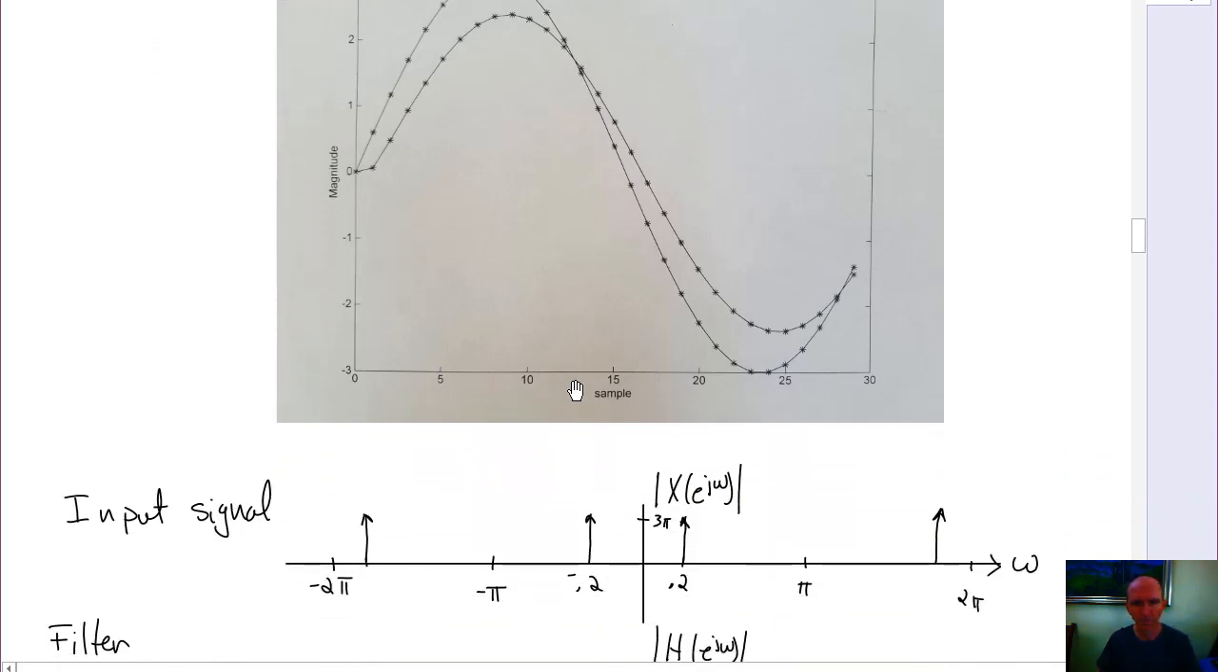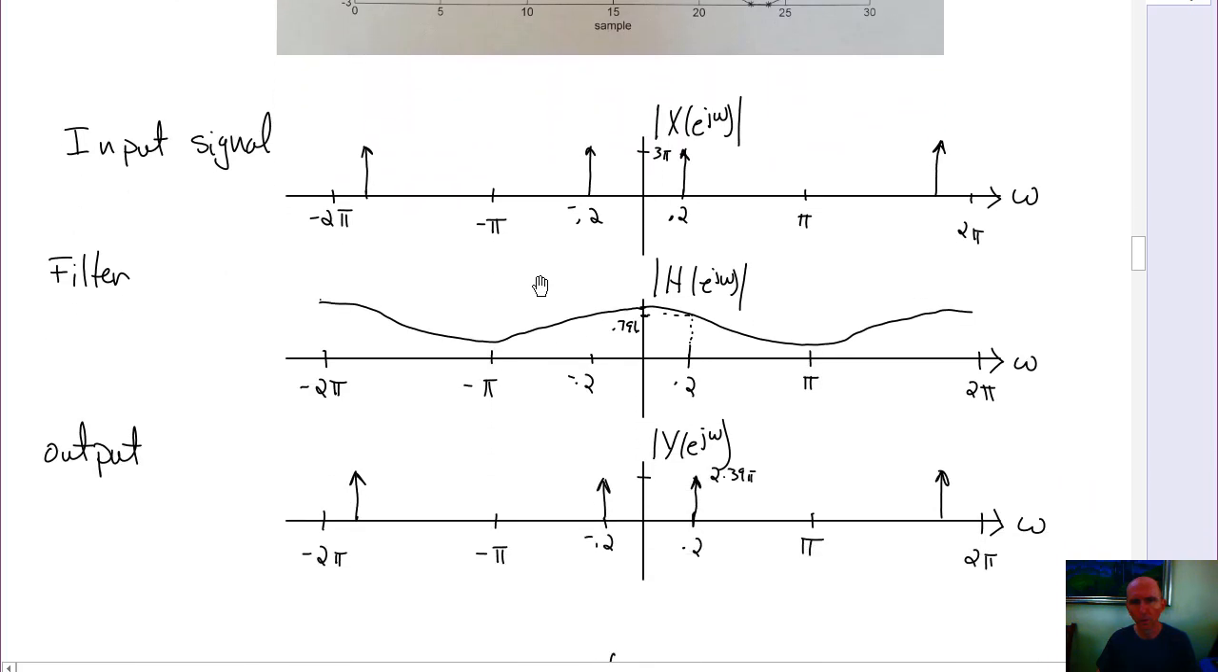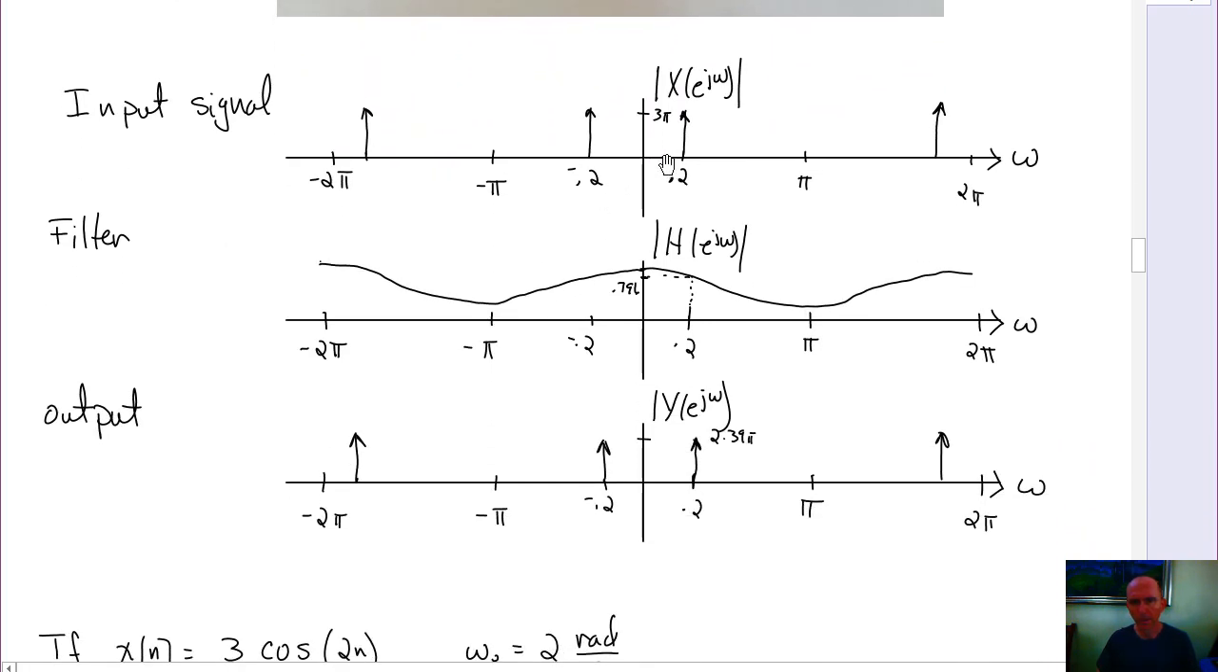We could also look at this in frequency, right? A cosine is just a sequence of impulses. We did this in class when we did the DTFT of a cosine. So it's going to be impulses at the frequency, and we know they're going to repeat every 2 pi. And so these two impulses are going to repeat to infinity. So this would be the magnitude.